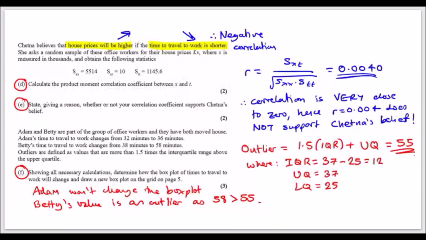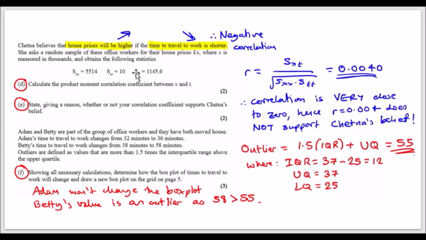Okay, next one. Now, here we go. We still got D, E, and F. Let's have a look at what Chetna believes. She believes that the house prices will be higher if the time to travel to work is shorter. I just highlighted, so we should quickly spot that if one goes up, the other goes down. This is a negative correlation, they're inversely related. Now, she asks a random sample of these office workers for their house prices in pounds, where x is measured in thousands, and obtains the following statistics.